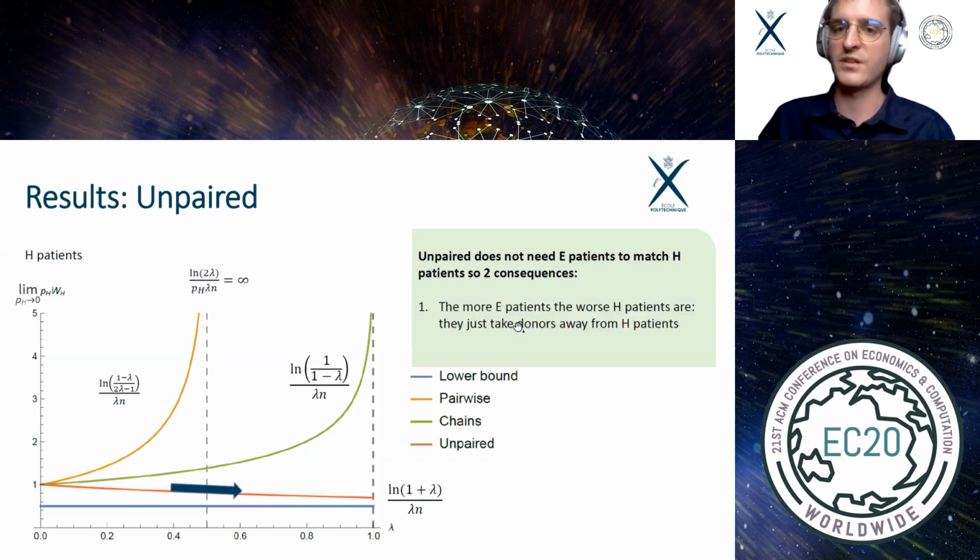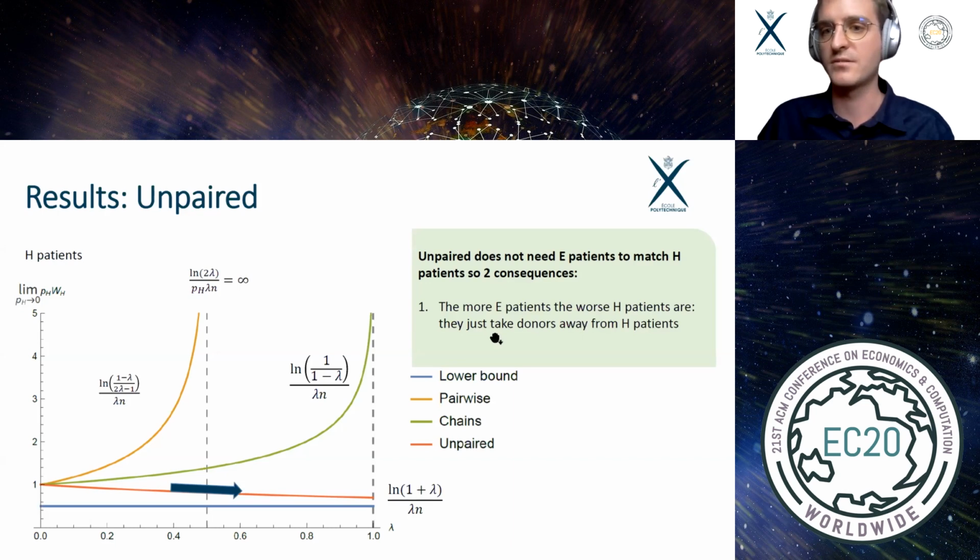And so you have two consequences. The first one is that this slope is downward now compared to pairwise and chains, which means that the more easy to match patients in the system, the worse it is for hard to match. Because in unpaired, they just take away donors from hard to match patients, which is an important difference compared to chains and pairwise.